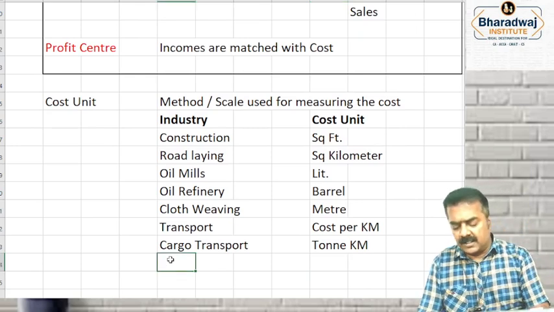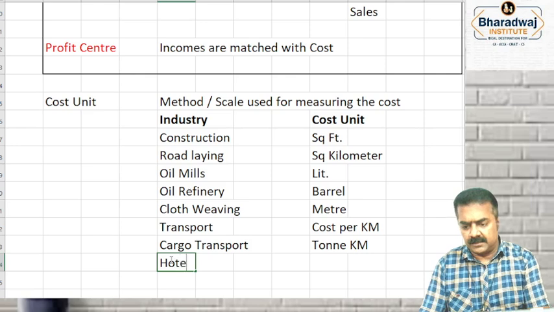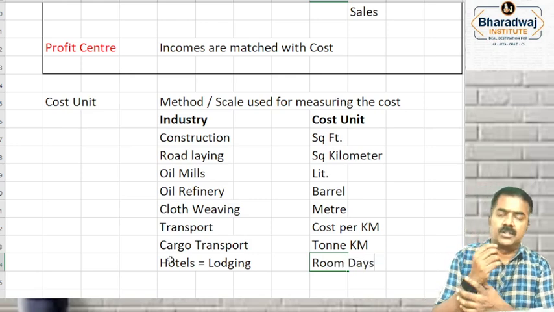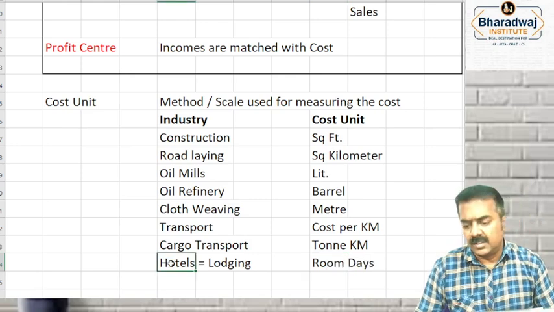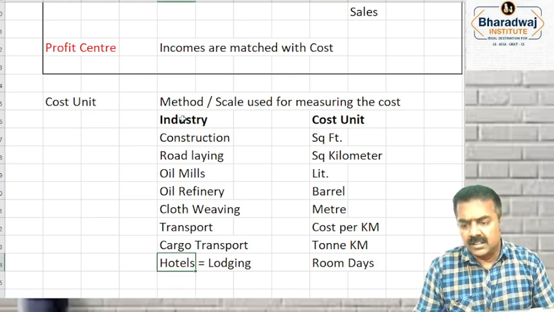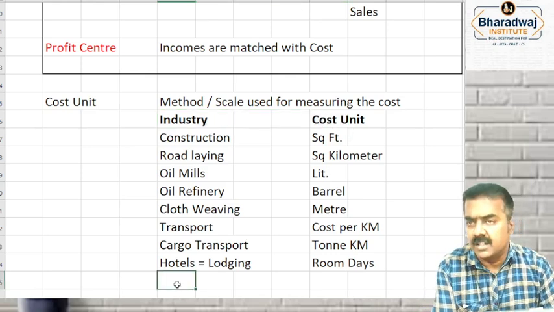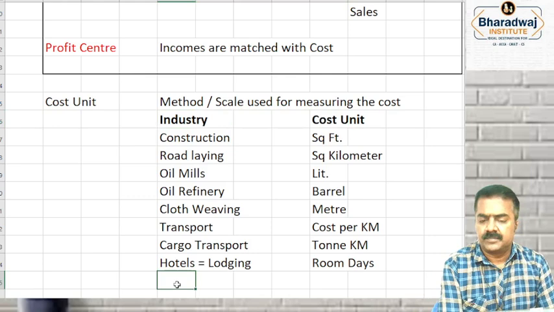Then what about hotels? Hotels, that is lodging. They work out room days. Number of rooms into number of days they work out. Okay, like this. Depending upon the industry, the cost unit changes.